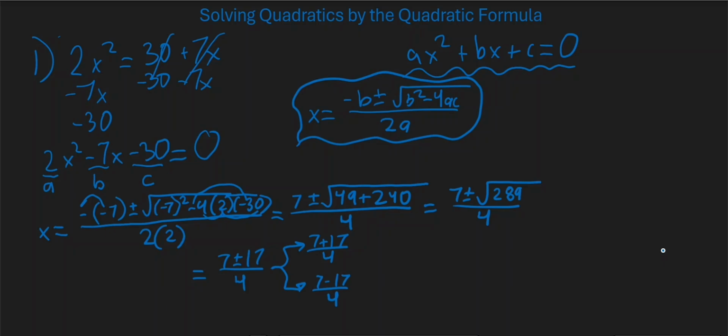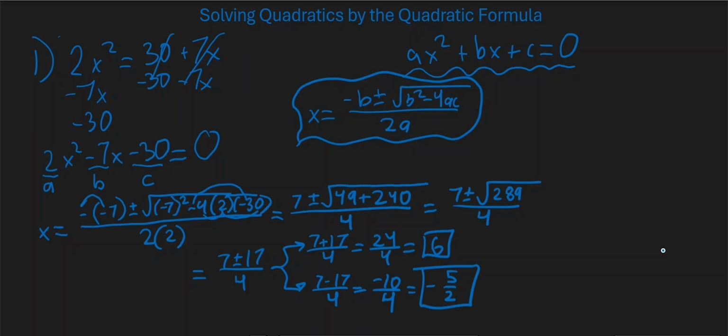All right. So in the first one, 7 plus 17 gives you 24 divided by 4, which gives you 6, and that would be the first solution. And for the second one, 7 minus 17 would be negative 10 over 4. And this fraction can be simplified if you divide the top and the bottom by 2. And that would be negative 5/2. All right, so these would be the two solutions for this quadratic.